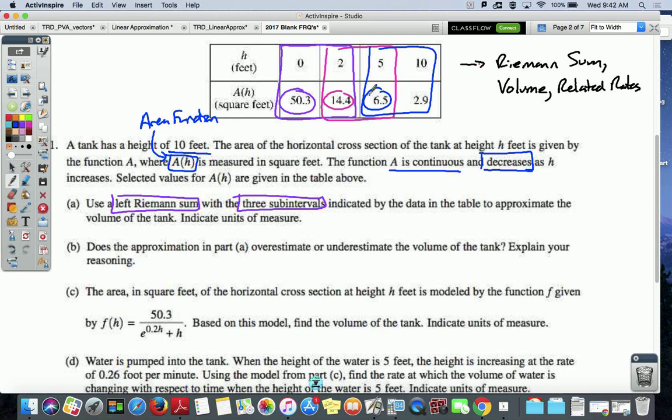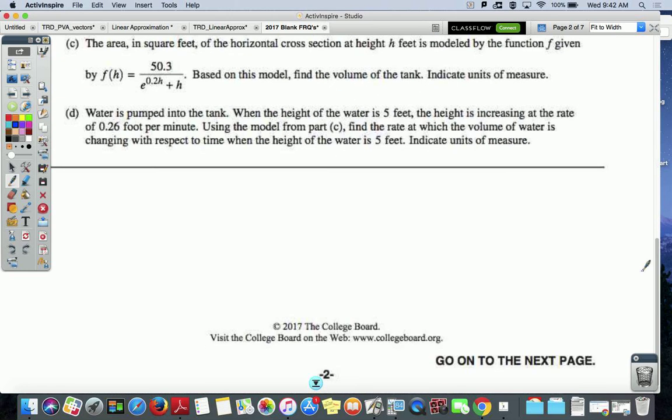Now, it says we're approximating the volume of the tank. That's because if we integrate over our area formula from 0 to 10, that's going to give us the volume, because we're adding up all of our areas over all of the height values that we can get. So the way we write that out in the problem is we would say the volume is equal to the integral from 0 to 10 of a of h dh. And we're going to approximate that with our Riemann sum.